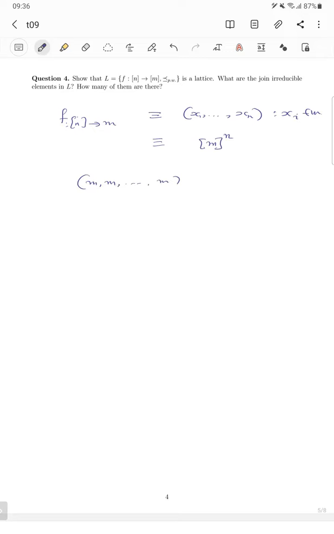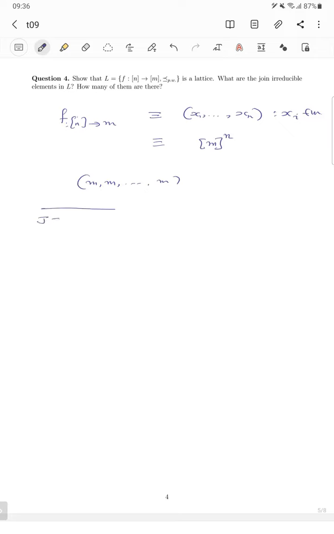But is this really join irreducible? Yes, sir. So basically, because it's point wise, you're comparing, right? So that means if we take any 2 functions point wise, this function would always come at the top. But let me rephrase the definition of join irreducibility.